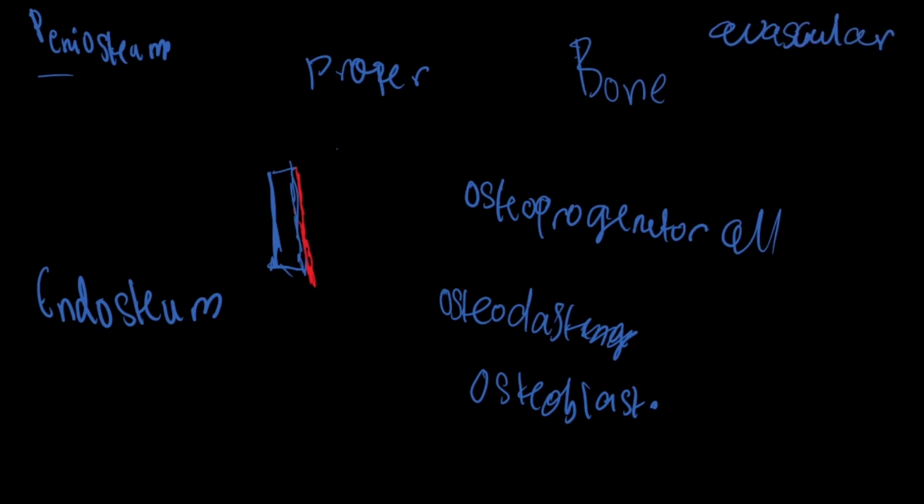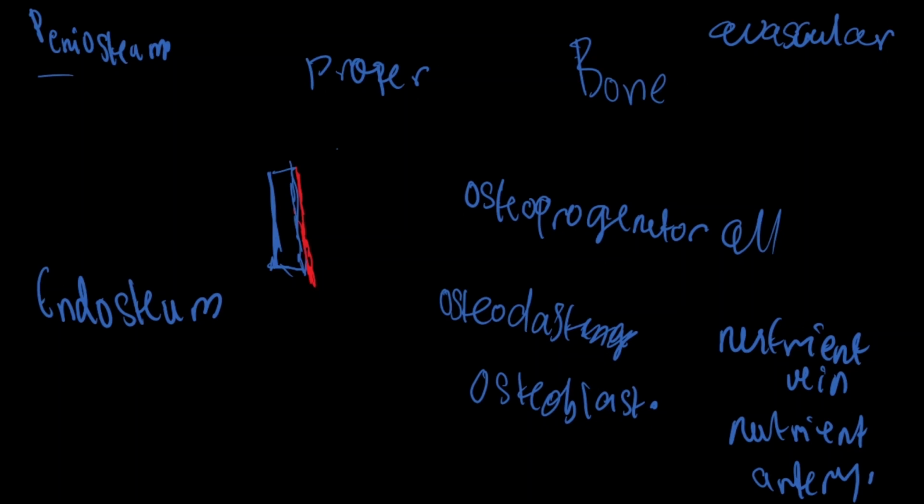However, bones have both nervous supply and blood supply. These blood vessels are known as the nutrient vein, so we have the nutrient vein as well as the nutrient artery. They enter into the bone via the nutrient foramen, and this artery and vein is what provides nutrients for the bone cells and the bone. We also have nerves accompanying these blood vessels, also through the nutrient foramen.